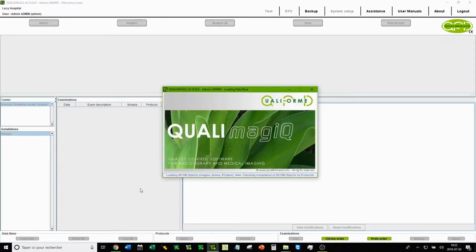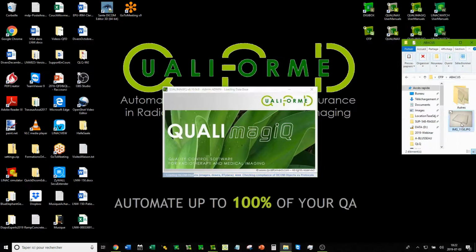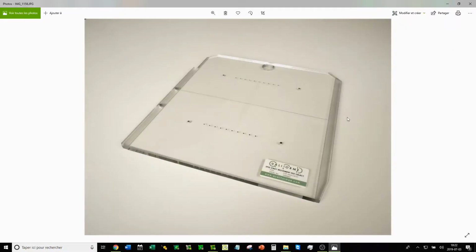For the MLCdyn module, it is indispensable to have our OTP Abacus test object. I will now show you. You see its version for Elekta Linac, adapted for the shadow tray. We have another version adapted for the tray closest to the source on Varian Linac.